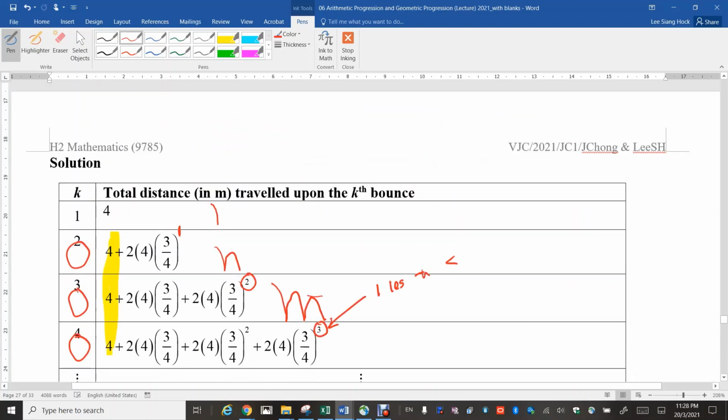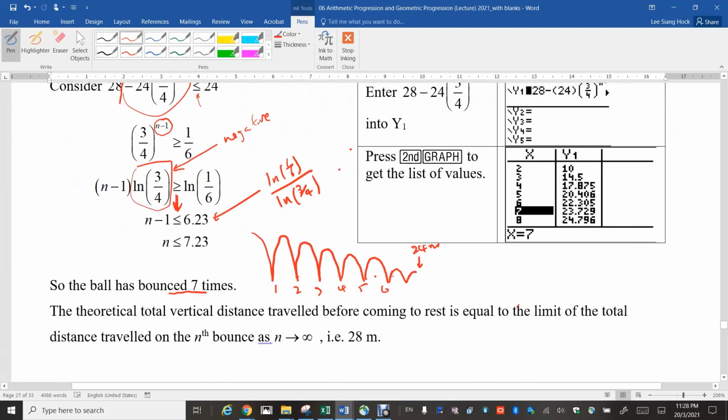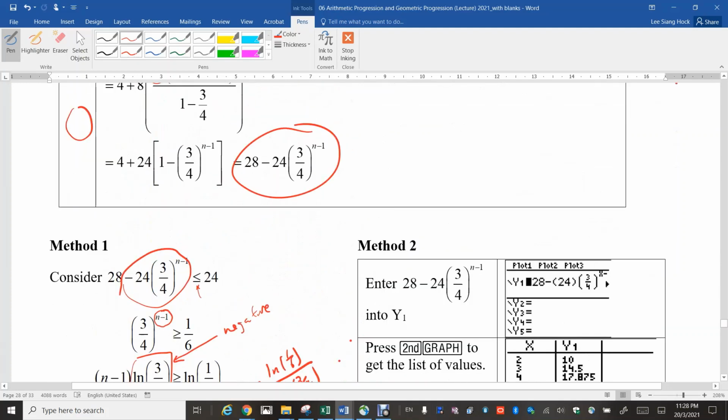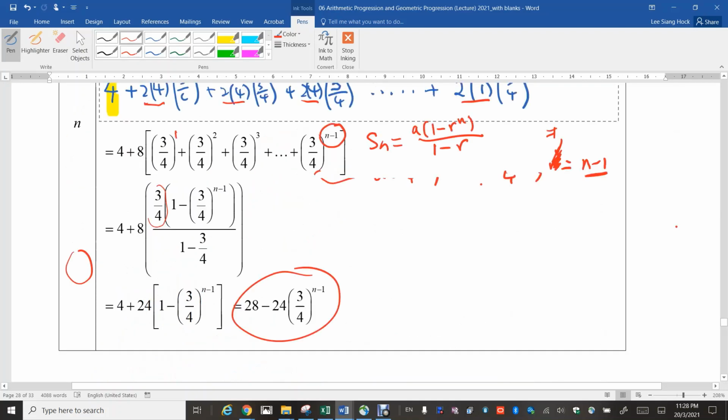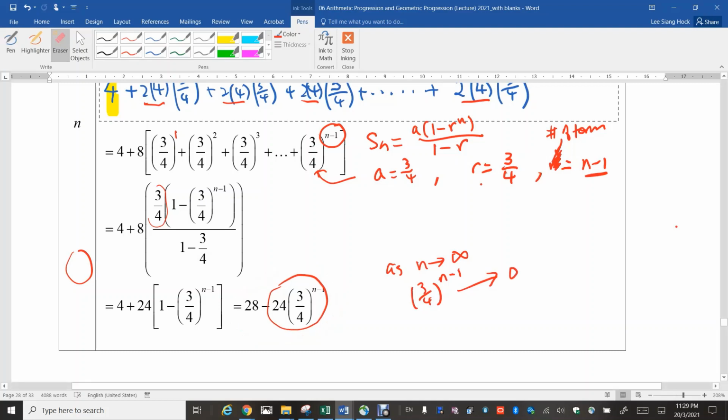But what is the total distance traveled? Total distance traveled is actually the sum to infinity. Imagine that the ball bounces infinitely many times, right? So now we look at this expression. As n tends to infinity, what happens? 3 quarter to the power of n minus 1 will tend to 0. So this whole expression, let me erase this, confusing. This whole expression will be gone because 3 quarter to the power of n minus 1 tends to 0. So the total distance traveled will tend to 28. Okay, that's what it means.